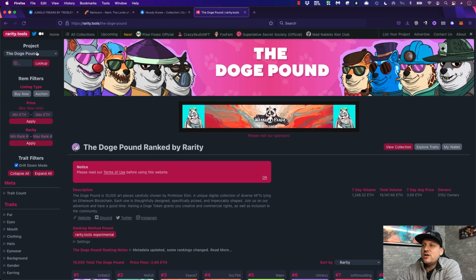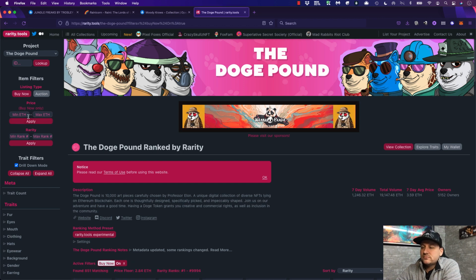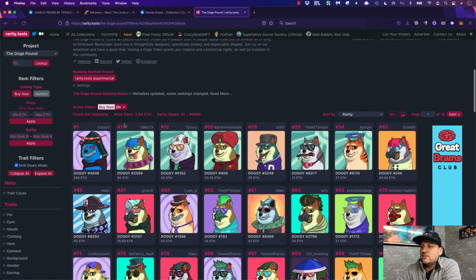And you can also change projects from this side as well, okay? It just doesn't really have the search bar like it does on the first part. So what I could do is keep rarity right here, and then just change my price. Let's just say the most I want to spend is 2 ETH, and I want to look at stuff that I can buy now only, and hit apply, and basically it's going to filter through and find me the deals, okay?